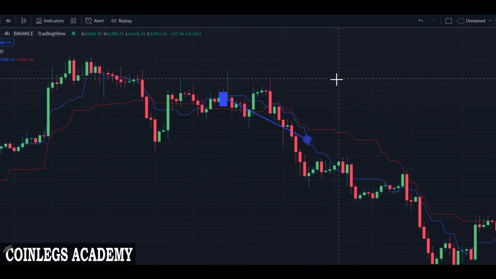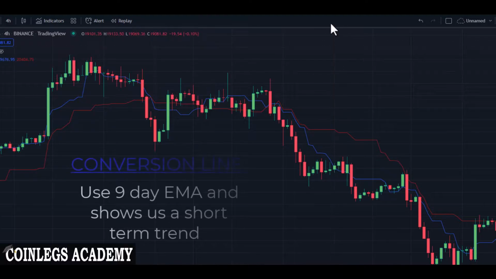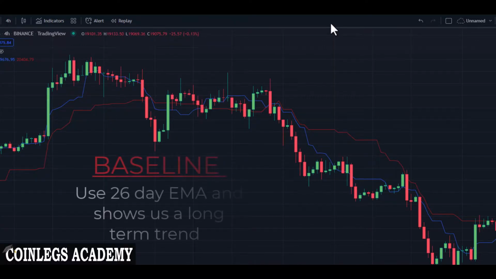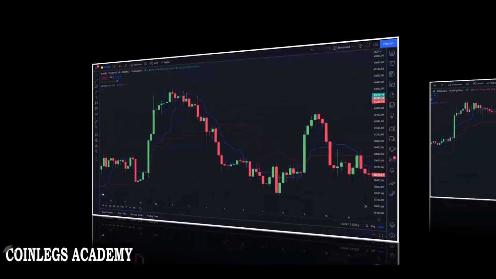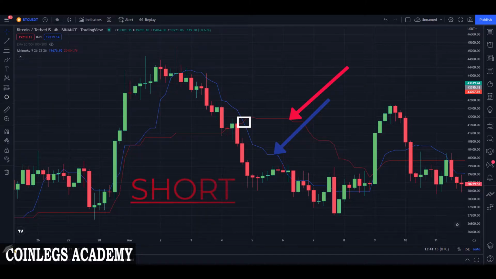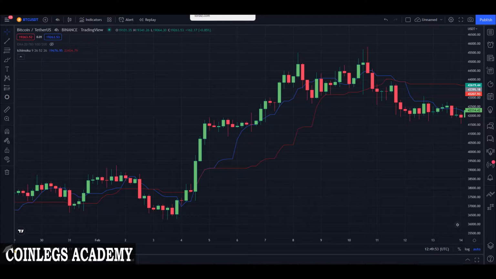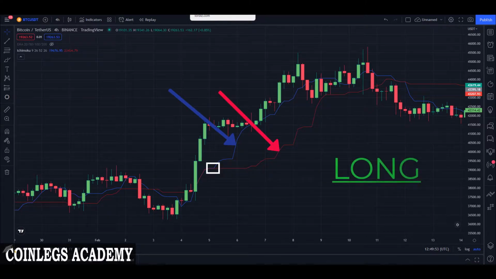Conversion line, which is also known as Tenkan-sen, and baseline, which is also known as Kijun-sen. Conversion line uses a 9-day EMA and shows us a short-term trend. Baseline uses a 26-day EMA and shows us a long-term trend. And combining those two lines, if the conversion line crosses below the baseline, you can take a short position. And again, if the conversion line crosses above the baseline, you can take a long position.